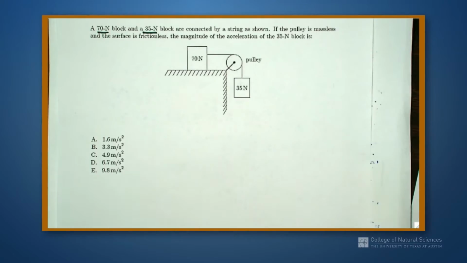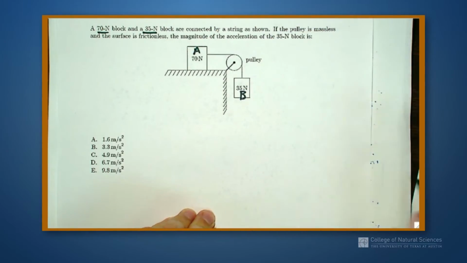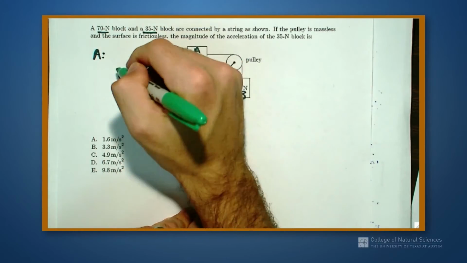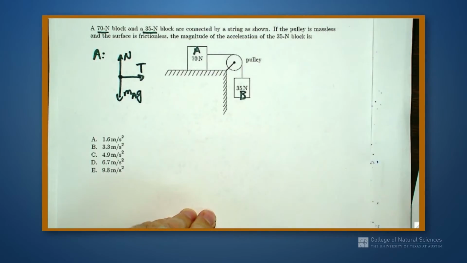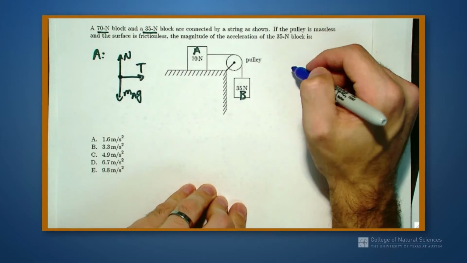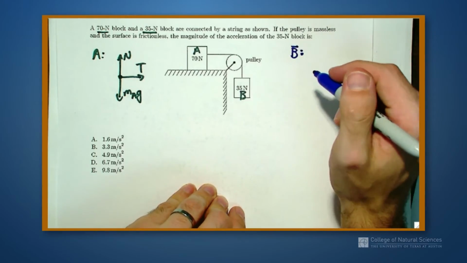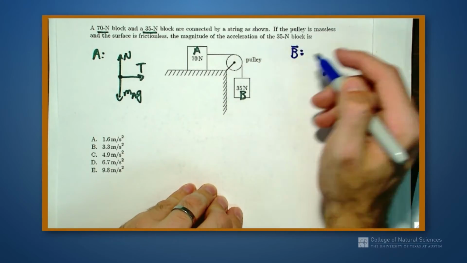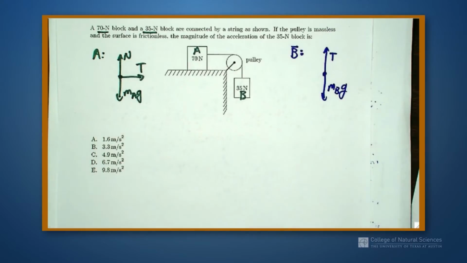All right, so two masses. Probably two free body diagrams. So this is going to be my block A, and this is going to be block B. Block A has a free body diagram that looks like this. It's got a normal force, a weight force, and a tension force. Block B, on the other hand, has a free body diagram that looks like this. It's just block B. It has a tension force pulling up on it, and it has a weight force pulling down on it.